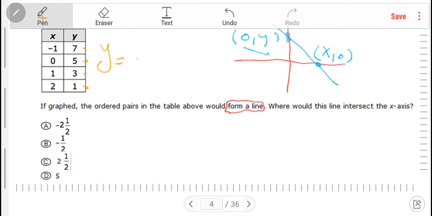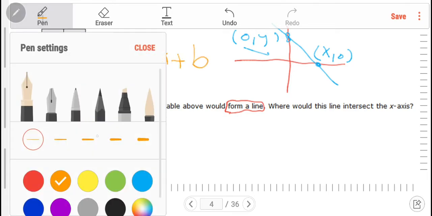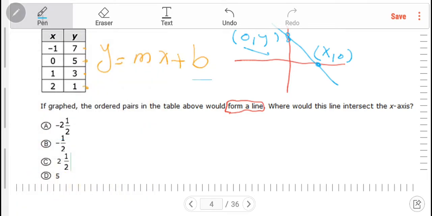You know that the equation of the line is y equals mx plus b, right? And you know that b here is the number 5, right or wrong? Yes. So you can determine the x-intercept after finding the value of m. Choose any point here, 1 for x and 3 for y, whatever, for this point, as you wish.